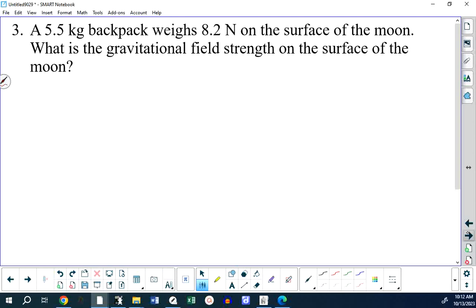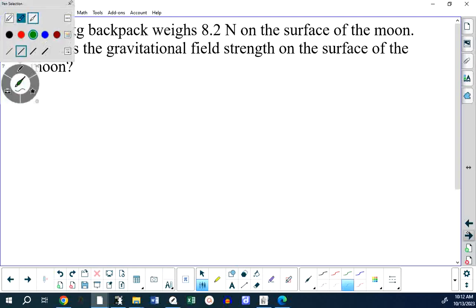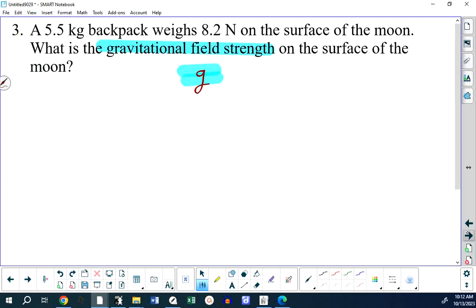So here you go. You need to know, everybody, that this is g, and g is a vector. It has a direction. By the way, what is the direction of every weight? Down. I didn't talk about that, but it's always down. We're not worried about that. So F of gravity, which is weight, equals mg.